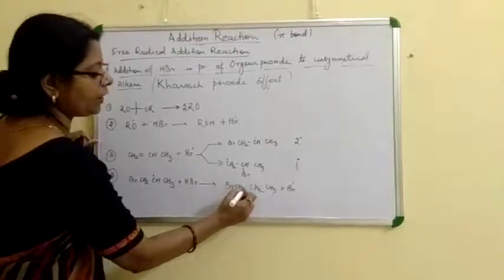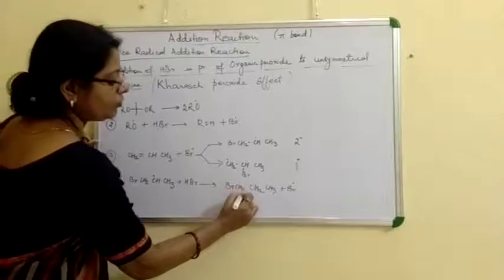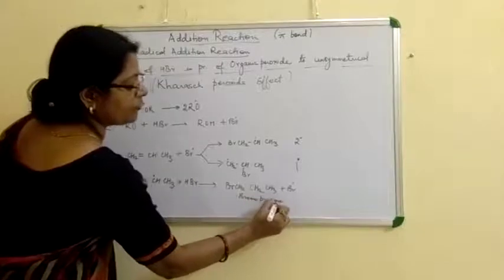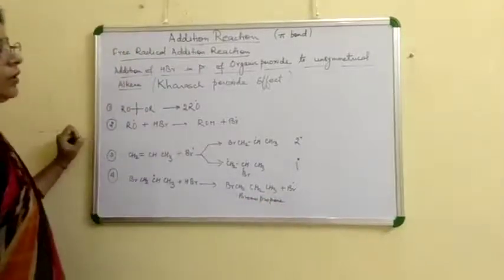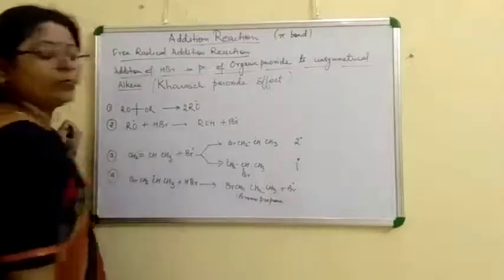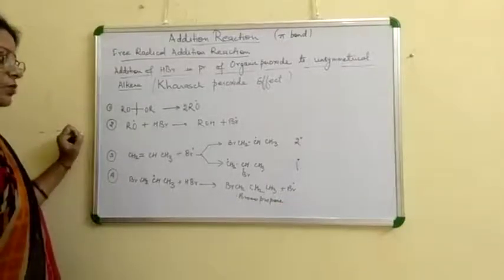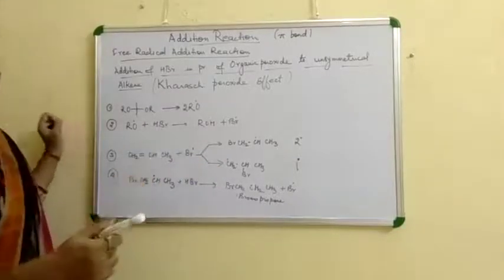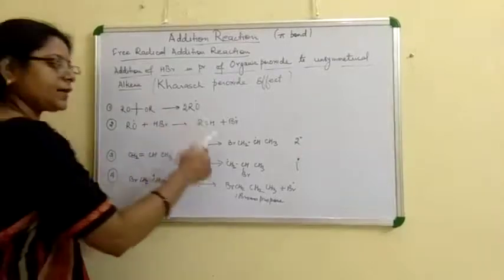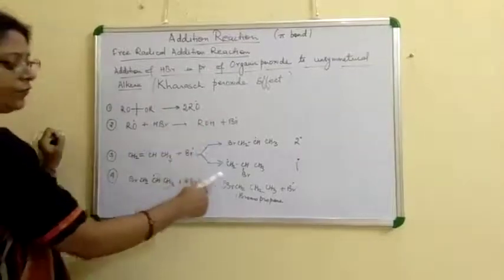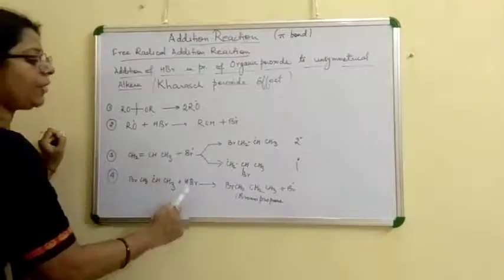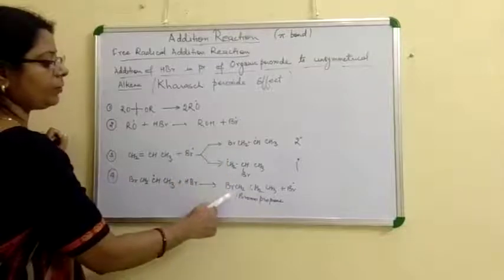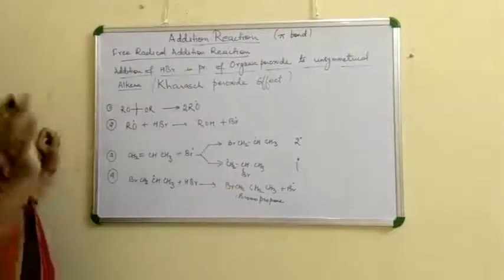propene, 1-bromopropane as the main product we get, and one more bromine free radical is formed. So this reaction mechanism takes place by the formation of free radical, as secondary free radical is more stable than primary free radical. That's why the main product depends upon the free radical, whether it is secondary or primary.